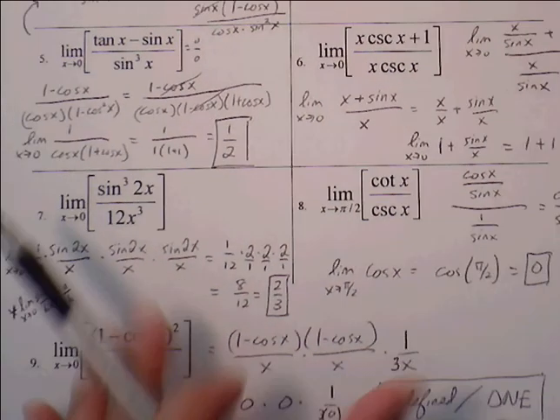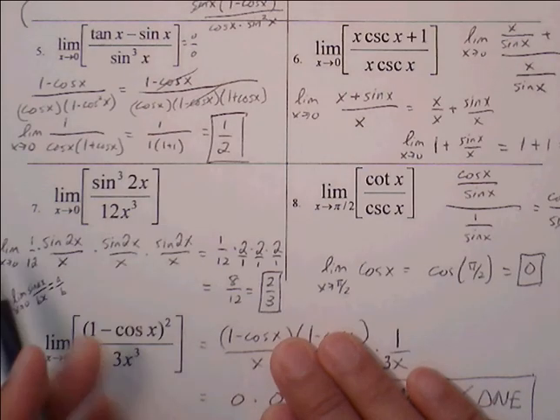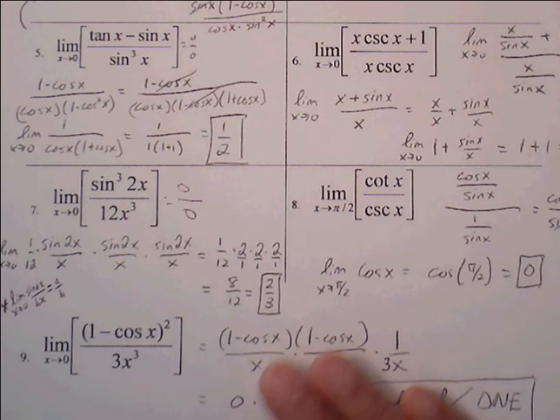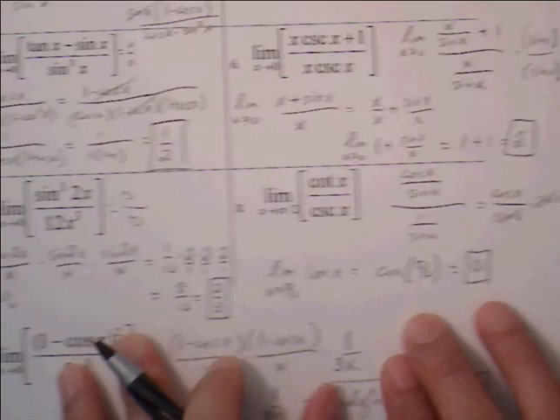Oh, and I forgot the fact that the first thing we do is we always plug in. And if we plug in, we get 0 over 0, and then that tells us that we have to keep working with this problem to simplify.